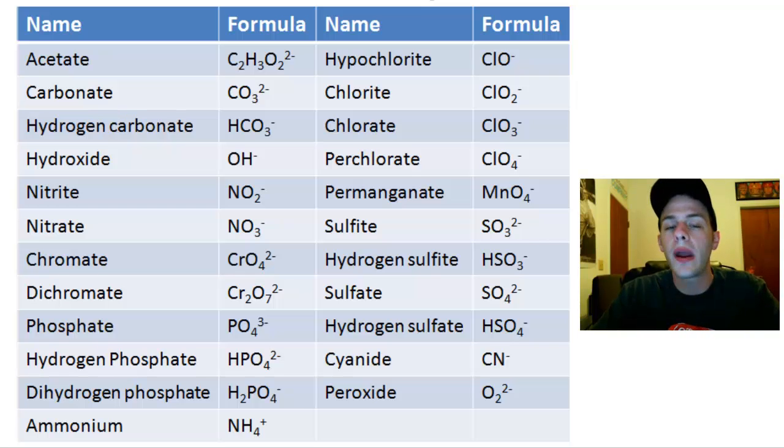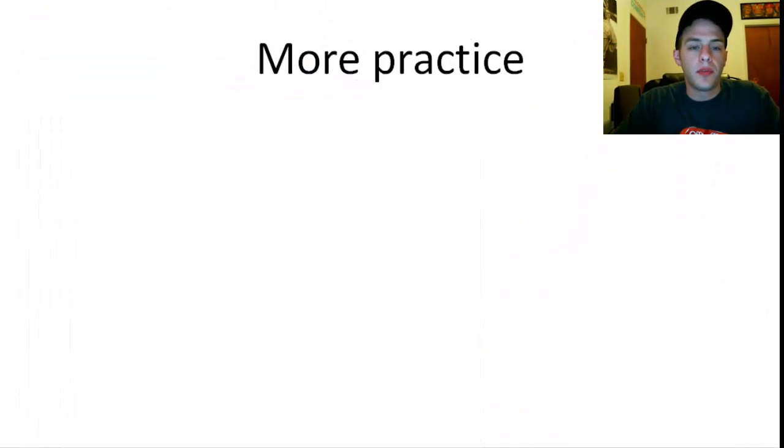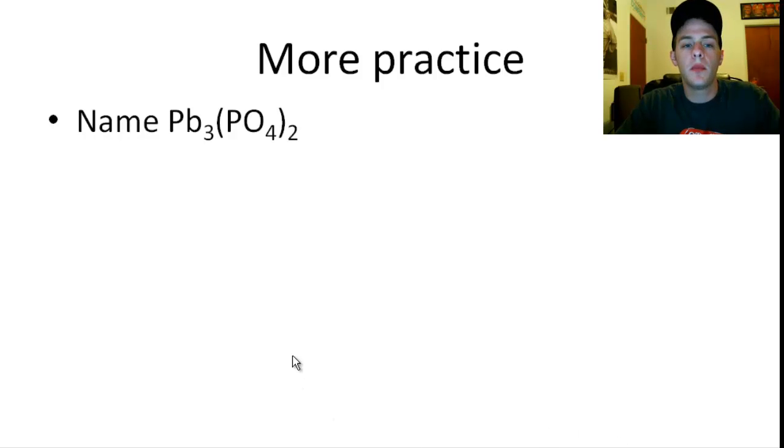So when you write formulas for ionic compounds that contain any of these ions, you have to know what the formula for the ion is to be able to even take a crack at writing the formula of the whole compound. So let's do a couple more examples here. We're going to name this compound. This is Pb3(PO4)2.